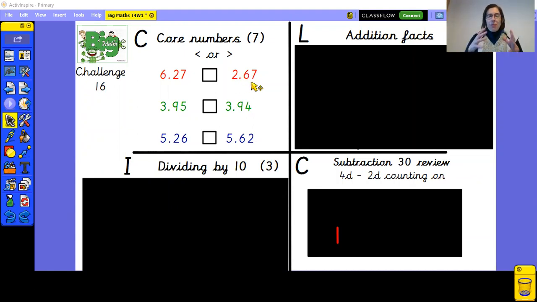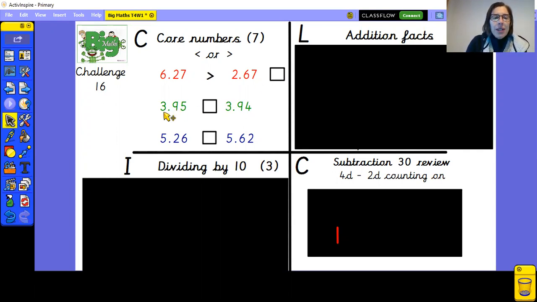Remember, sometimes you've got a tendency to make a mistake with the sign. Remember, the big mouth is going to the biggest number. So 6.27 is larger than 2.67.